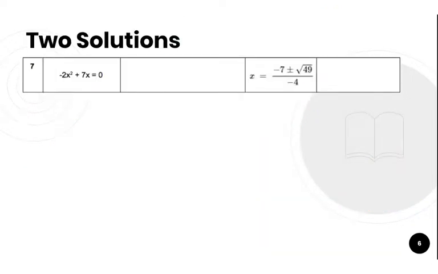All right. And here, it looks like it's going to give us two solutions. Even before doing anything, I can look, the discriminant is a positive 49. Remember, anytime the discriminant is greater than 0, you're going to get yourself two solutions. All right, but let's do the math to check it out.